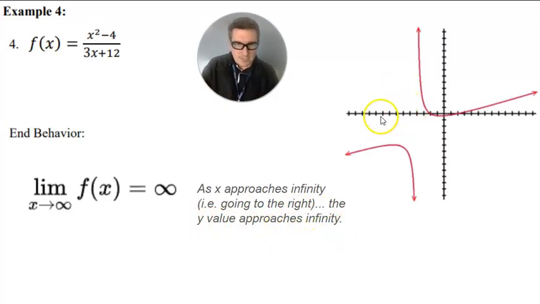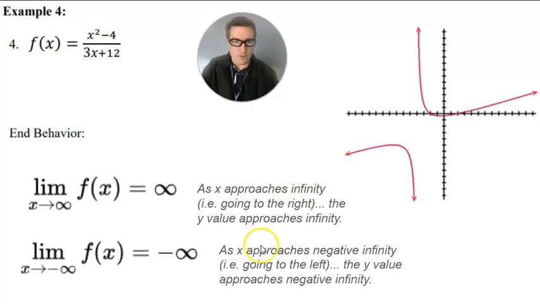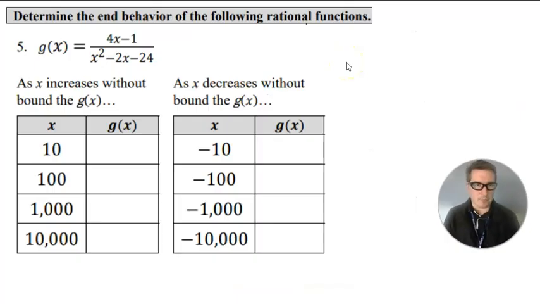And looking at the other side of the graph, as my x's get more and more negative, and as they approach negative infinity, my line here has an arrow showing me that this line is going to go down forever and ever. So therefore, as x approaches negative infinity, my y value also approaches negative infinity. This is a lot like those odd polynomials. All right, let's do example number 5.